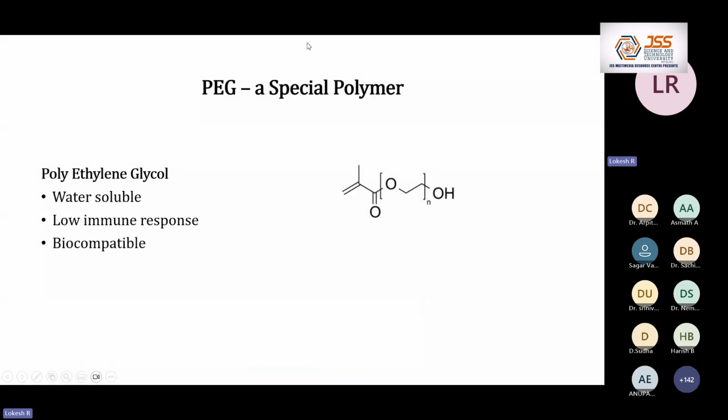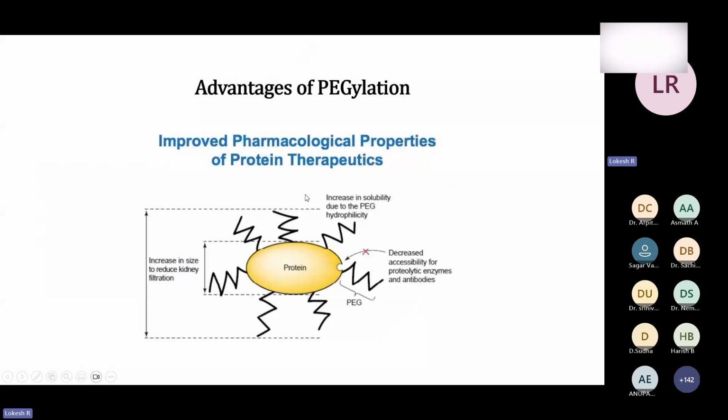This PEG is water soluble and biocompatible. An advantage of PEG is that when it is coated onto the nanoparticle, its size increases a little, so this reduces kidney filtration. There is also an increase in solubility due to PEG, and decreased accessibility for enzymes and antibodies.